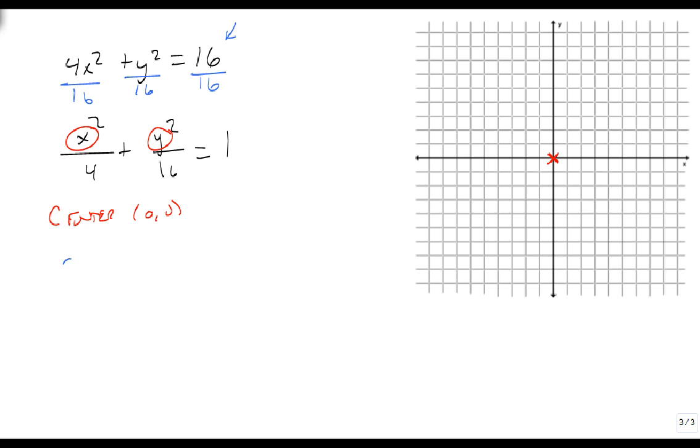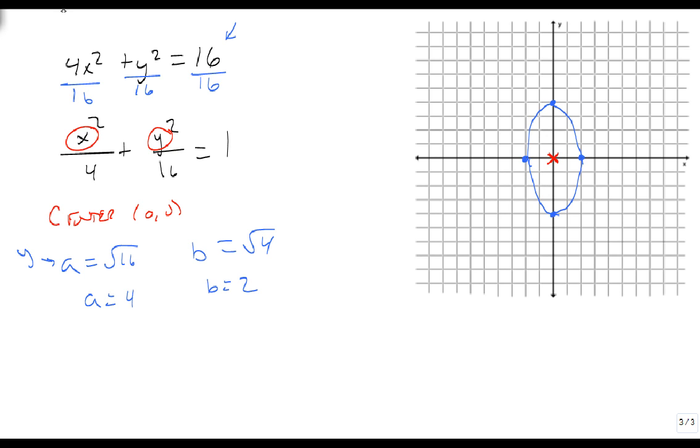And we need to find A and we need to find B. So using the book, A comes from the Y because it's bigger, so it's the square root of 16. B comes from the X, so it's the square root of 4. So A is 4 and B is 2. So we're going to go over 2 because that came from the X. And we're going to go up and down 4 because that came from the Y. And we just about have everything we need to know. The only thing we're missing are those two foci that we need.